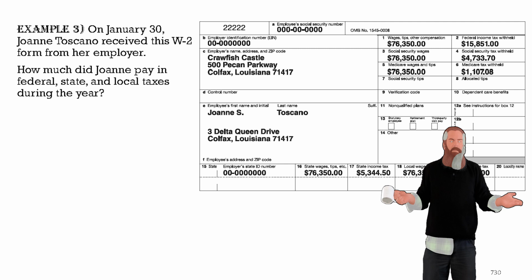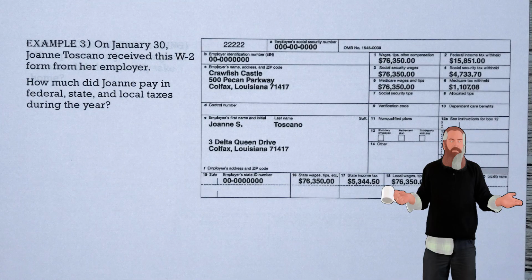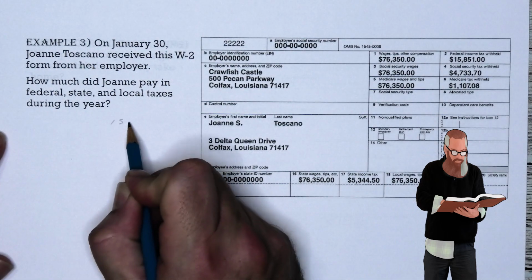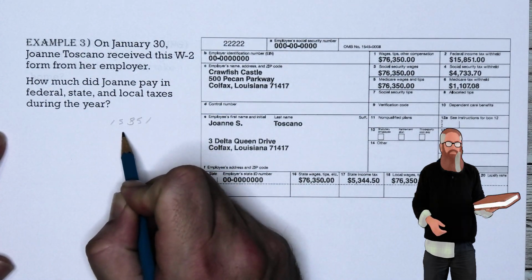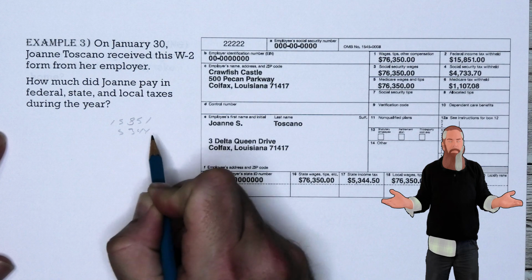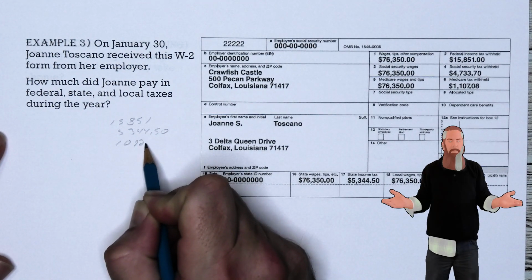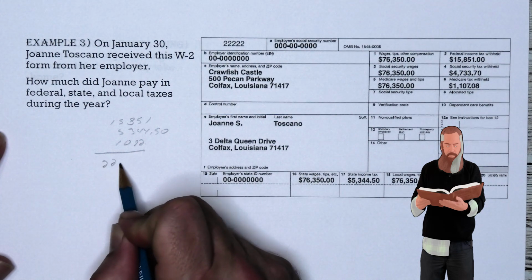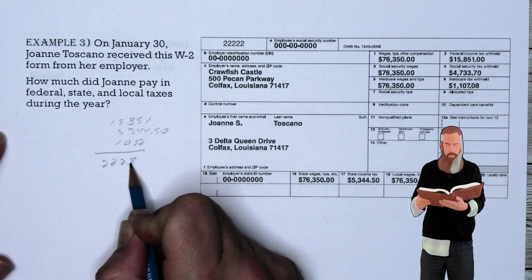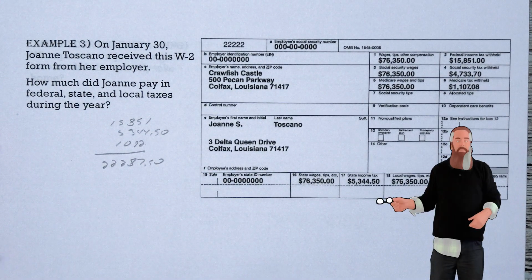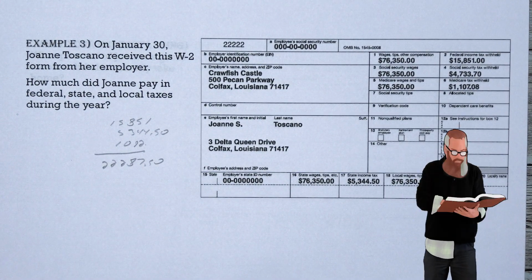The state tax is listed in box 17, and the local income tax is listed in box 19. The total amount that Joanne paid this year in taxes is the sum of these amounts. So $15,851, $5,344.50, and $1,092. Adding those up, we get $22,287.50.